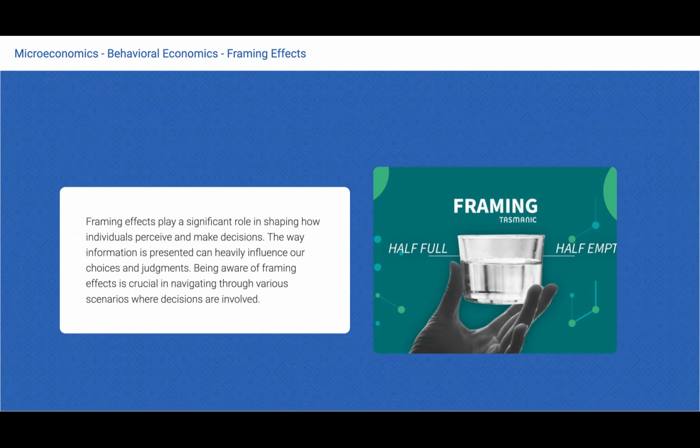Framing effects play a significant role in shaping how individuals perceive and make decisions. The way information is presented can heavily influence our choices and judgments. Being aware of framing effects is crucial in navigating through various scenarios where decisions are involved.